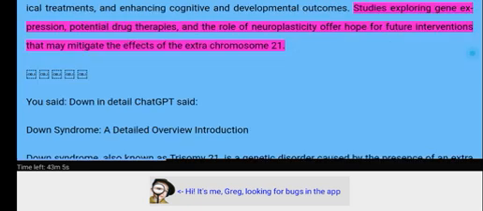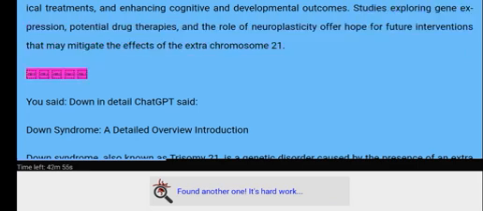Studies exploring gene expression, potential drug therapies, and the role of neuroplasticity offer hope for future interventions that may mitigate the effects of the extra chromosome 21.